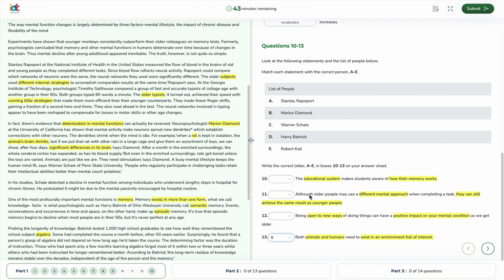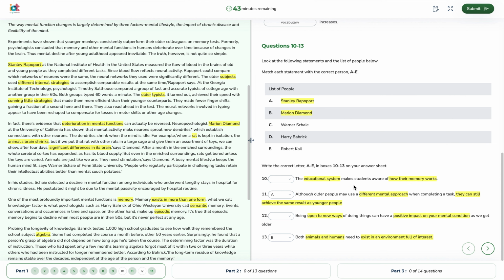And even if you talk about this one, although older people may use a different approach, they achieve the same result as the younger ones. They achieve the same result. Remember the part where they said they used the same strategies and were as efficient as the younger ones. They were able to achieve everything in the same way. So here the answer would be A. So Stanley Raptor is gone. This one is gone. Marian Diamond is gone. Now we have the remaining two.